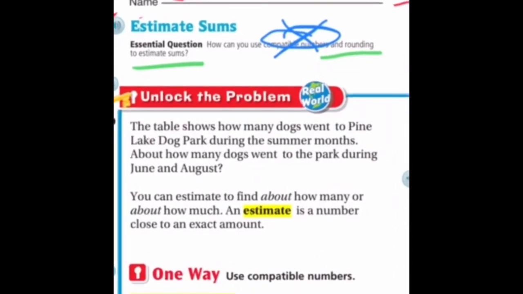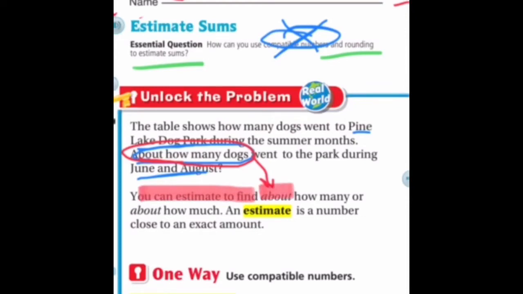The table shows how many dogs went to Pine Lake Dog Park during the summer months. About how many dogs went to the park during June and August? Whenever we see this right here, about how many, we know we need to estimate. And that's what this sentence right down here says. You can estimate to find about how many or about how much. Okay? An estimate is a number close to an exact amount.